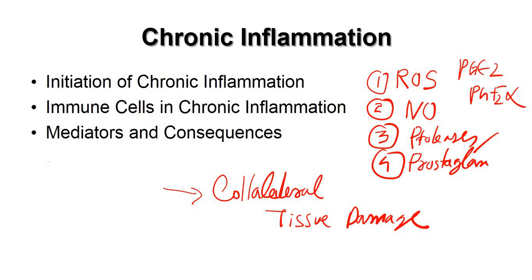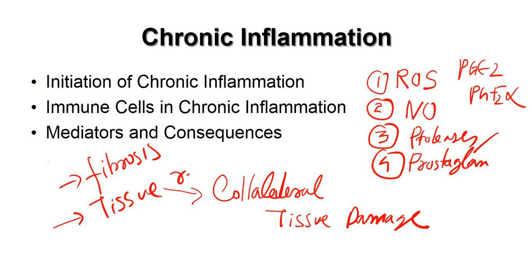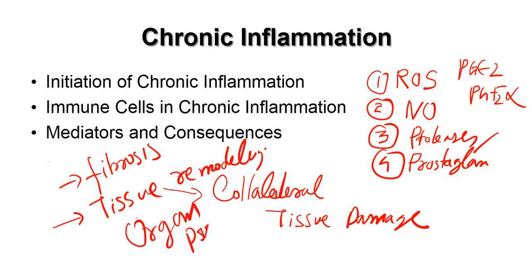Further consequences, you have growth of connective tissues, that is fibrosis. Again, it will cause tissue remodeling, and because of all this, when a patient is having chronic inflammation for years together, the last consequence would be organ dysfunction. Organ dysfunction.